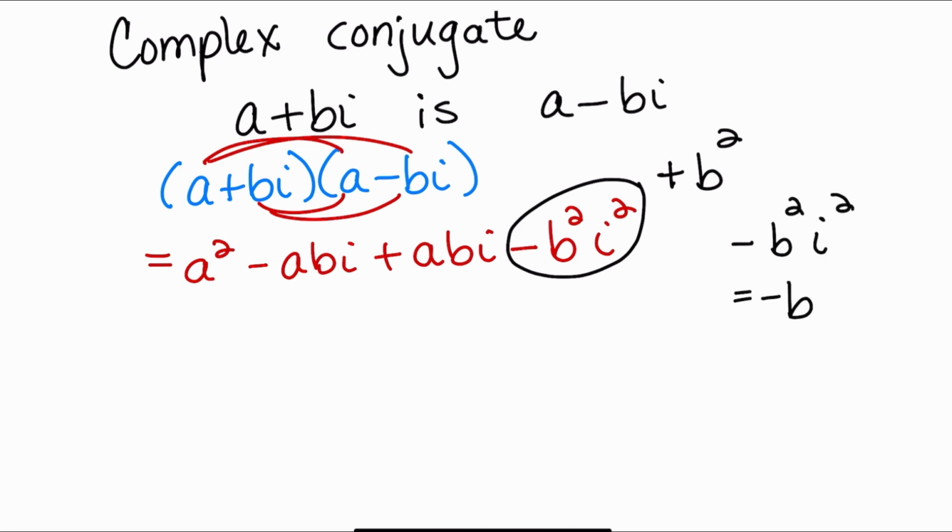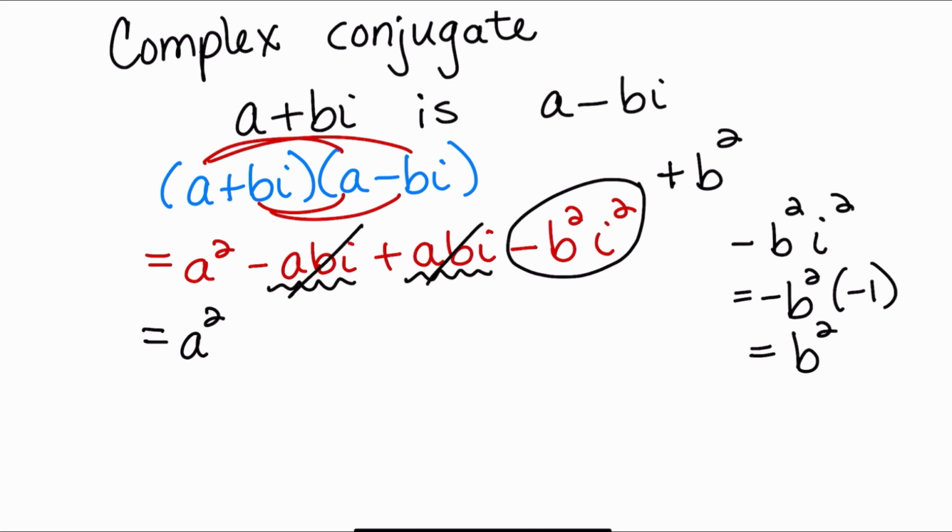Remember that this right here is basically going to just be positive b squared. Once again, negative b squared i squared. The i squared is just negative 1. So this is positive b squared, which really tells me that I'm going to end up with a squared. The negative abi and the positive abi are going to cancel. And then, of course, we just said that negative b squared i squared is just b squared. And this is going to be a real number.